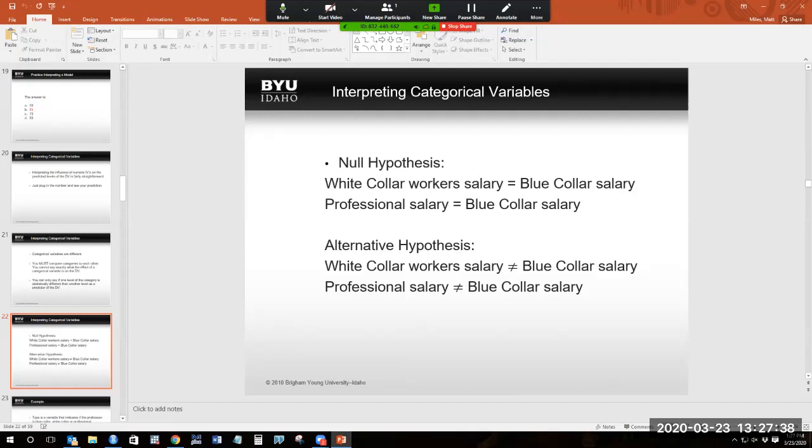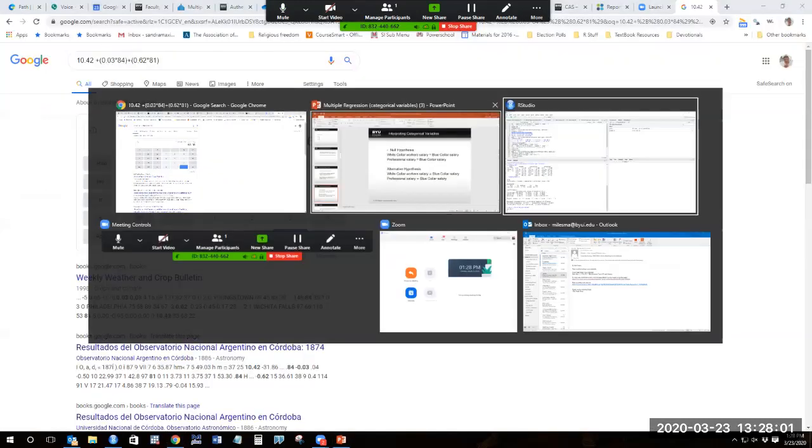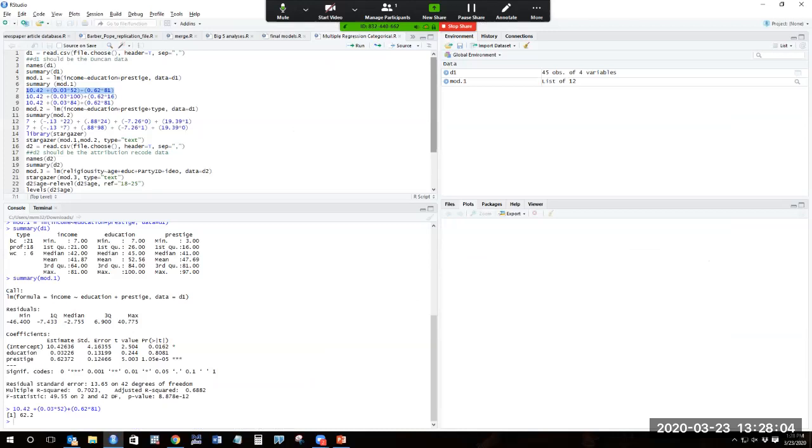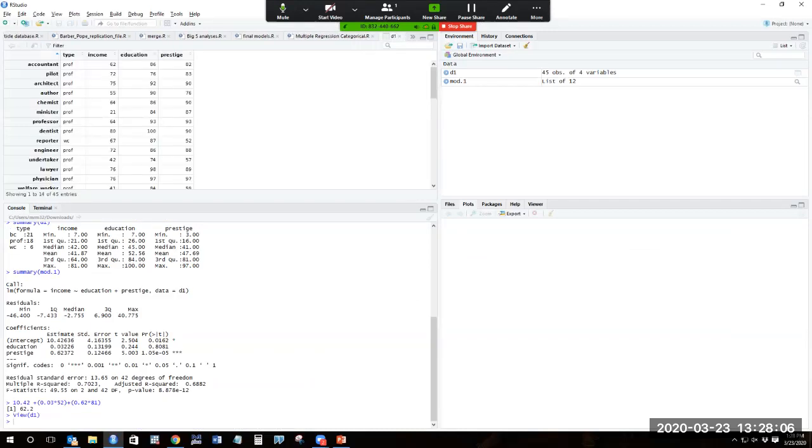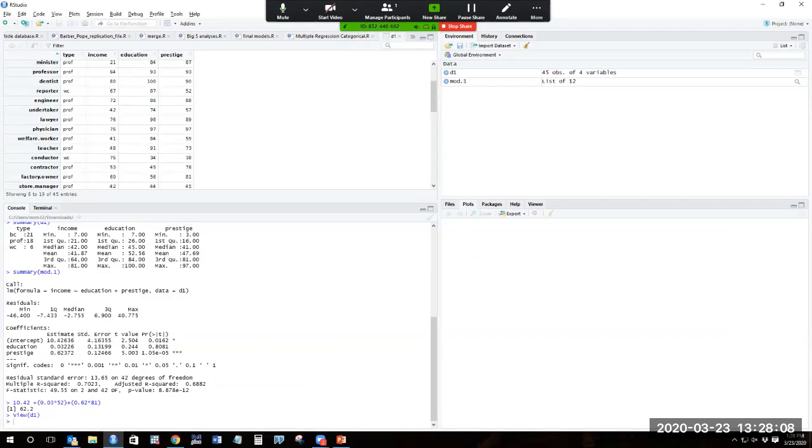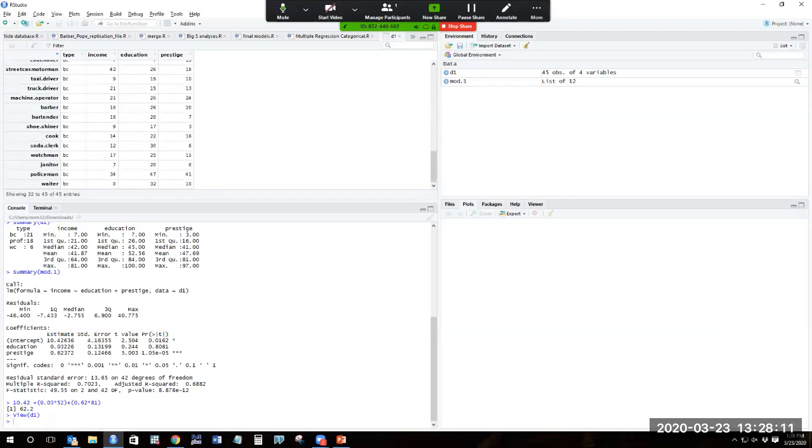So let's say in this income thing that we were using before, we want to know, does a white collar salary worker make the same as a blue collar salary worker? Or does someone in a professional job make the same as someone in blue collar? And the alternative is that they're not equal to each other. So what I'm trying to help you understand here is this variable type. I'm going to look at the data set again so you can see. This variable type, I've got professional, I've got white collar, I've got blue collar.